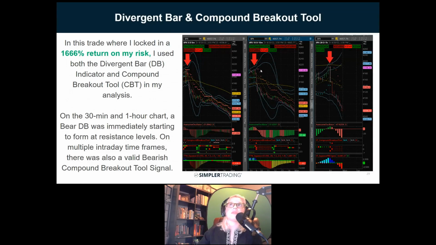So here's an example of a trade where I had both the divergent bar and compound breakout tool in the analysis to help set up for an excellent win. So here was the entry for this trade.